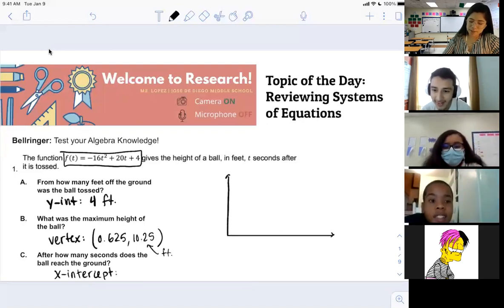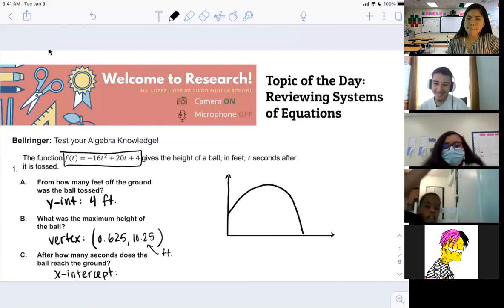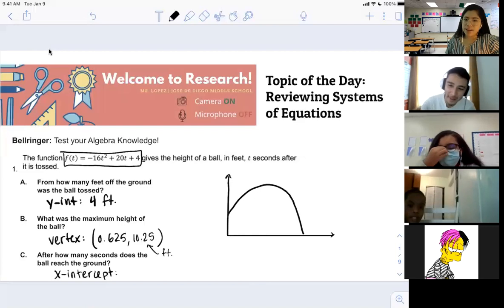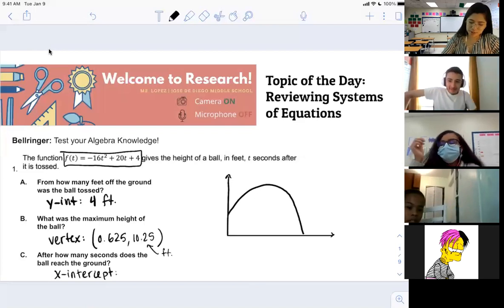Remember that the vertex starts somewhere else. Yeah, it starts somewhere else. It looks like it starts on the other side of the Y line. Exactly. So you can't just multiply the vertex times 2.